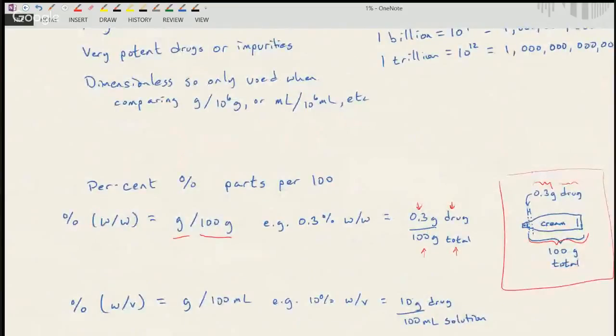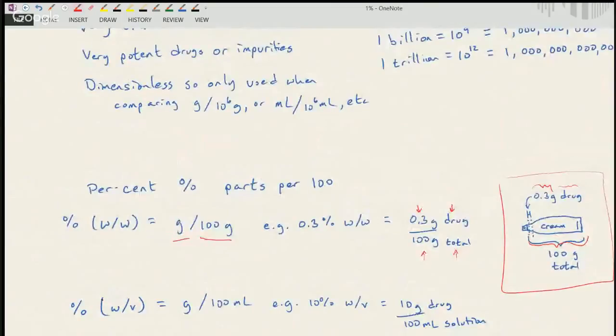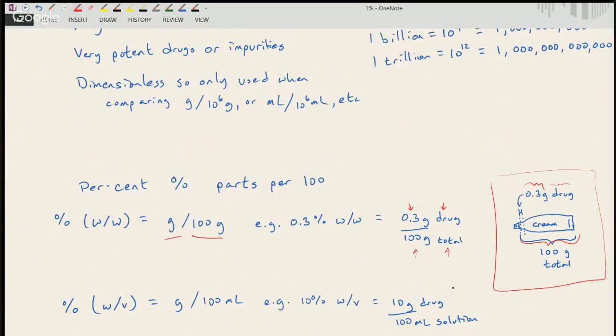Now, that is also the way that you would express the percent volume per volume. You would have 20 mLs of substance of interest in 100 mLs total solution. So those 100 mLs will be made up of 20 mLs of substance of interest and 80 mLs of some other substance, some other diluent. So you would have 20 mLs substance of interest, 80 mLs diluent, which equals 100 mLs total.